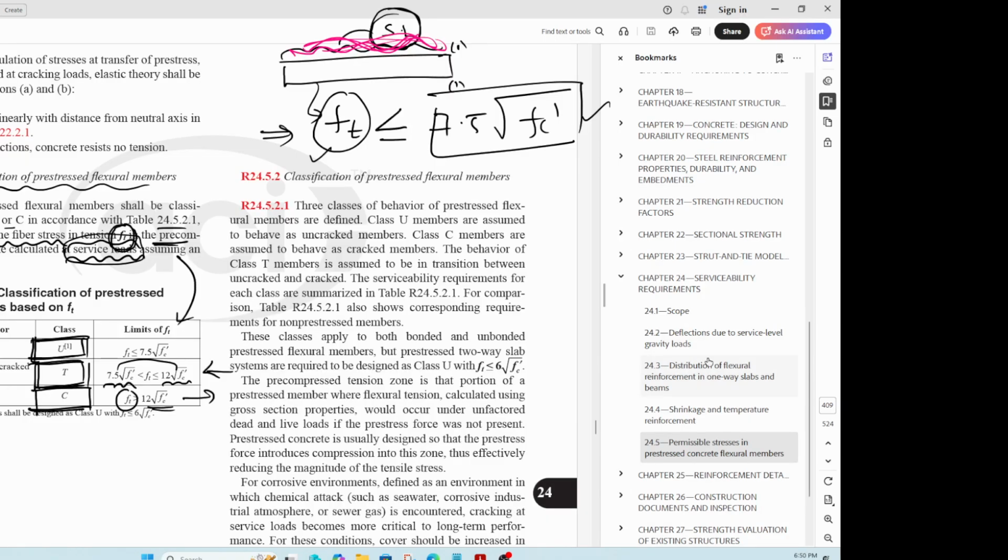Okay, so now we know how to classify the section based on ft. Again, based on your ft value, you will be either U, T, or C. Usually this information is given in the exam, and based on that you need to pick up some of your limits, right?